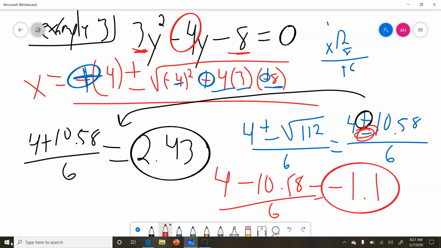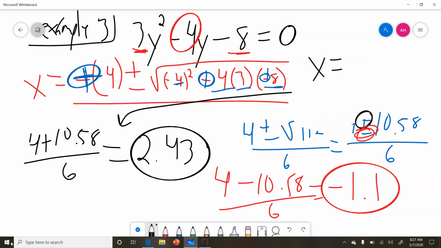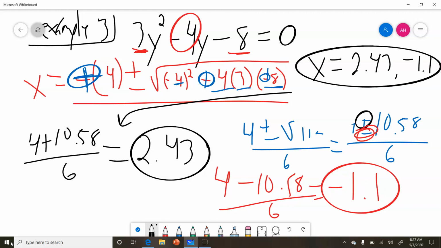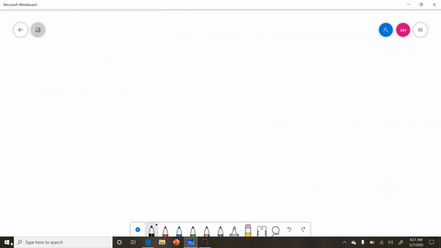Okay, so when I write the final answer for all of that, I'm going to write it up here. All I do is I just say x equals 2.43, comma, negative 1.1. And there's my final answer. Okay, so the key part of these is really to just plug them in. You guys can do it. I know, I believe in you.